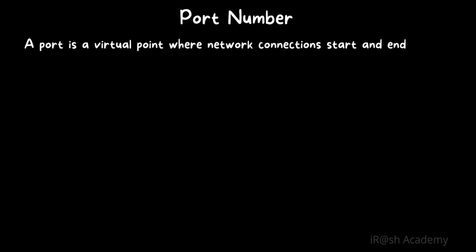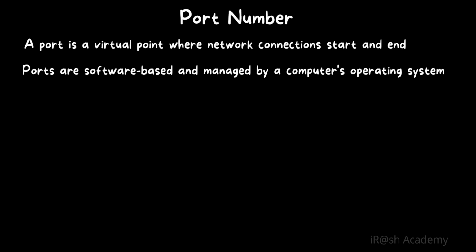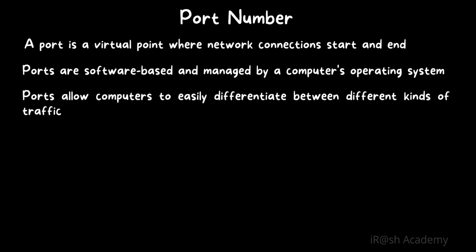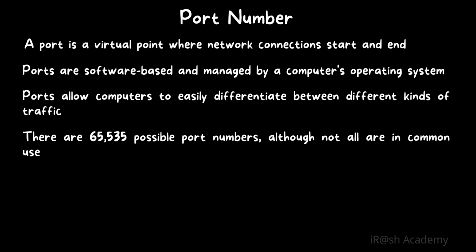A port is a virtual point where network connections start and end. Ports are software based and managed by a computer's operating system. Ports allow computers to easily differentiate between different kinds of traffic. There are 65,535 possible port numbers, although not all are in common use. So that means in a network we can use 65,535 possible ports for different purposes, but practically not all of them are used in the industry.